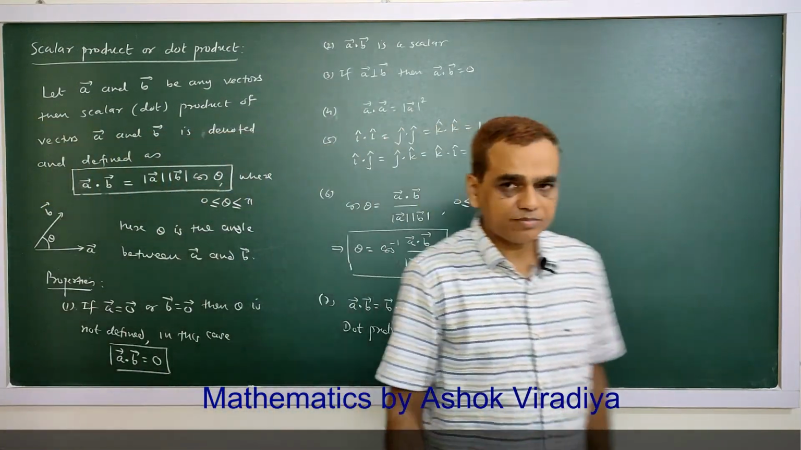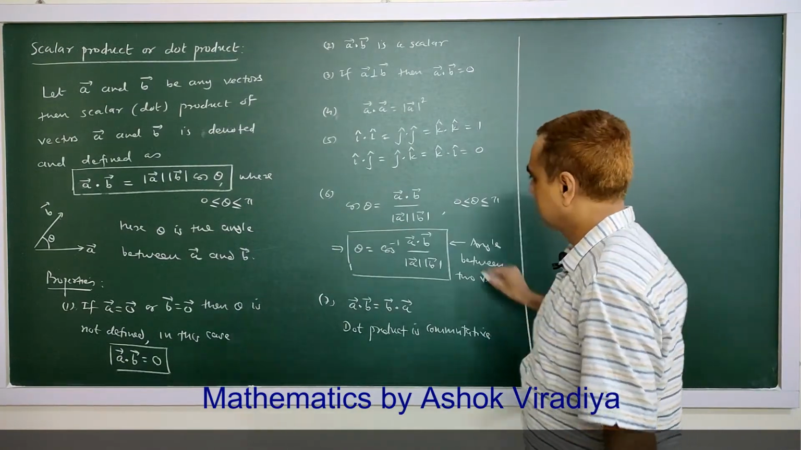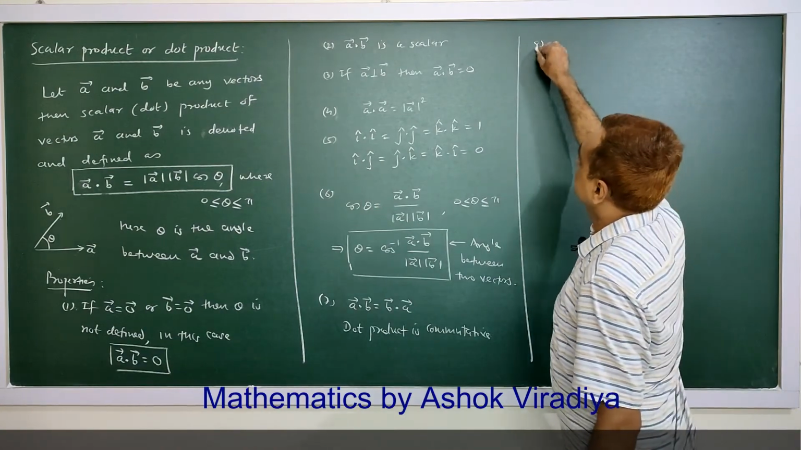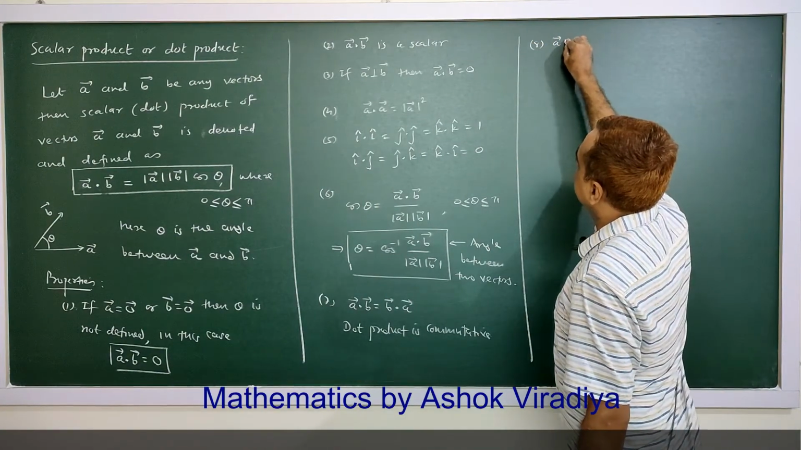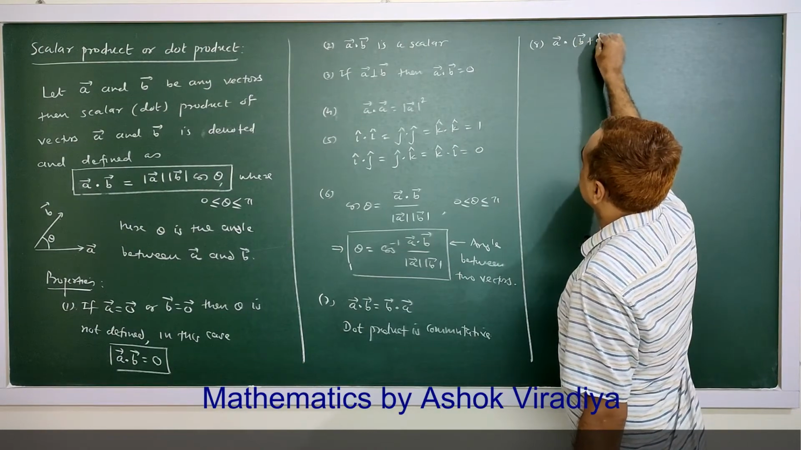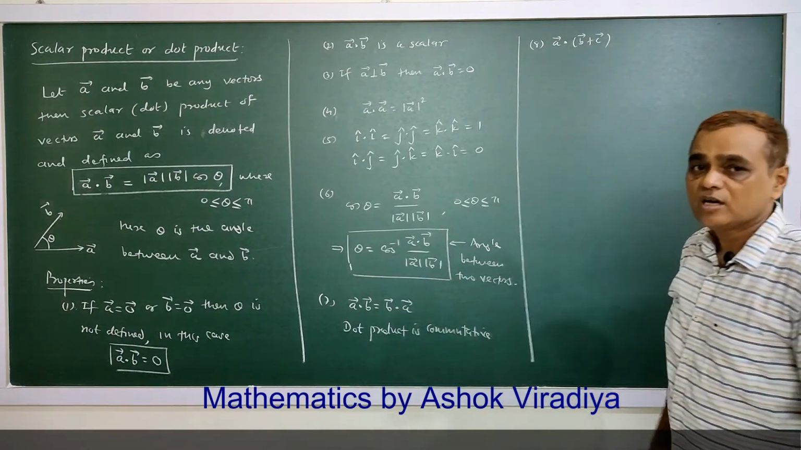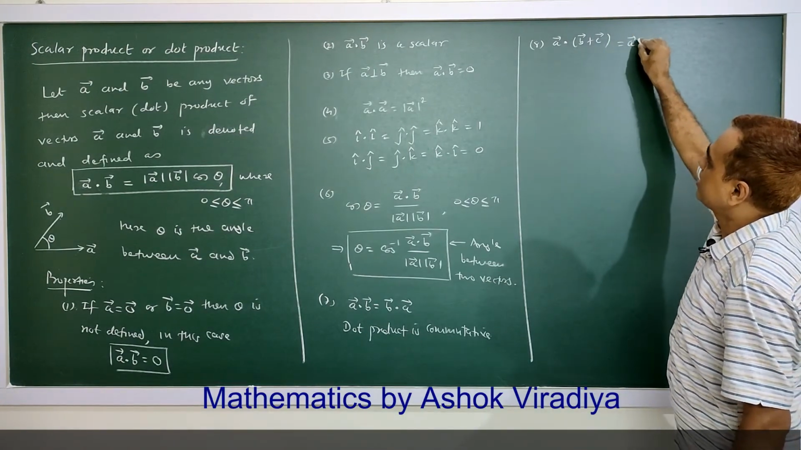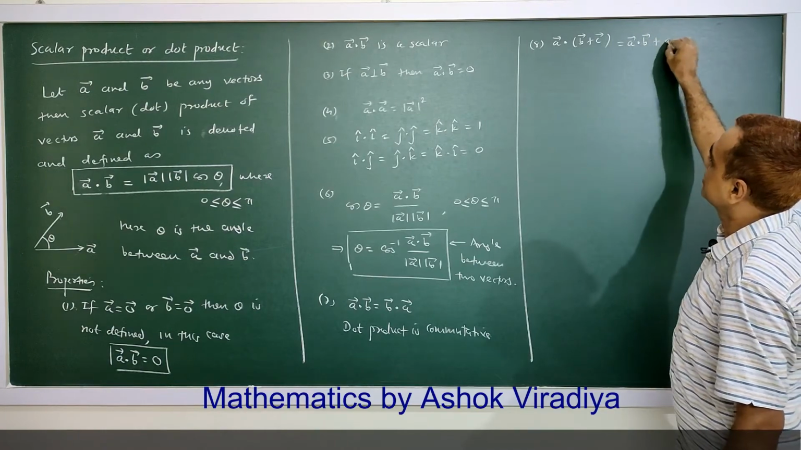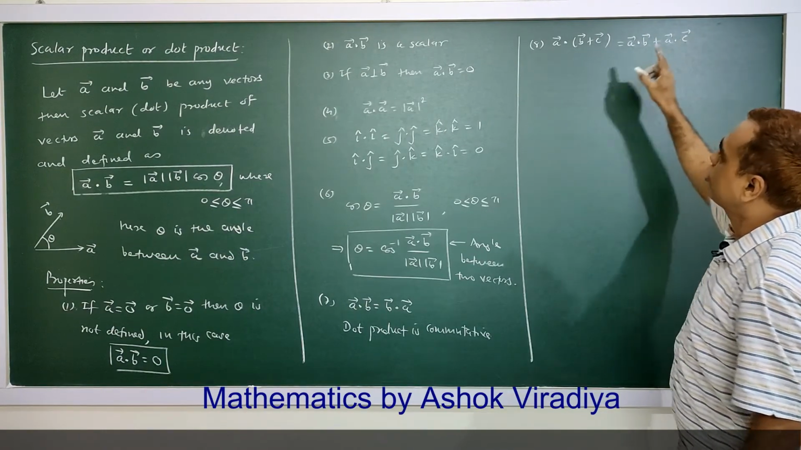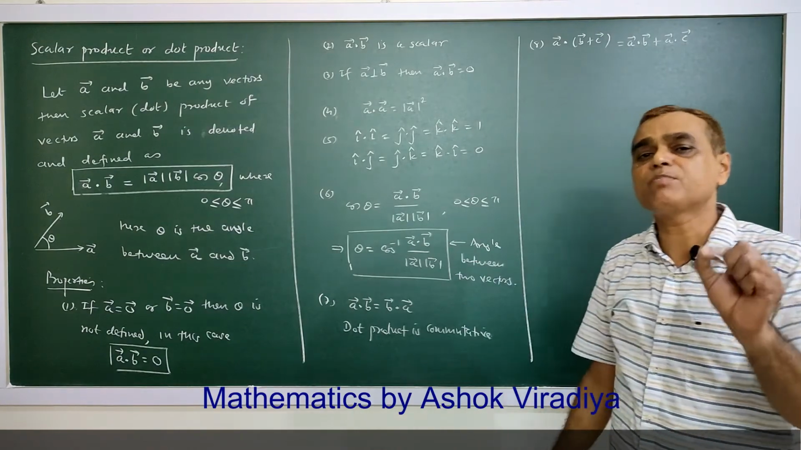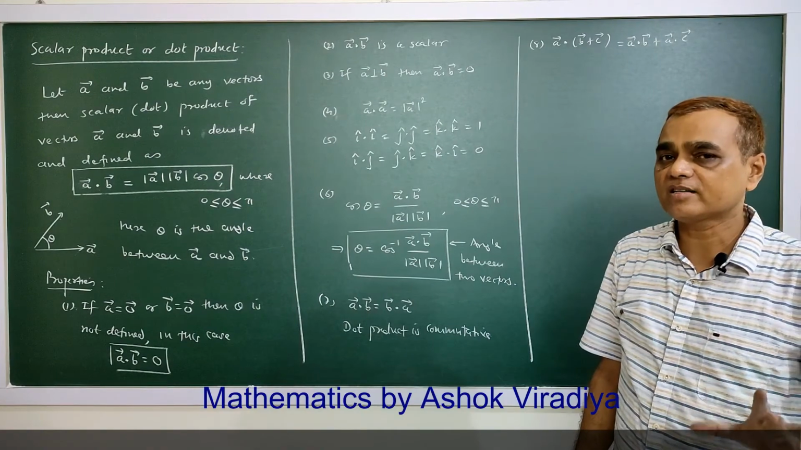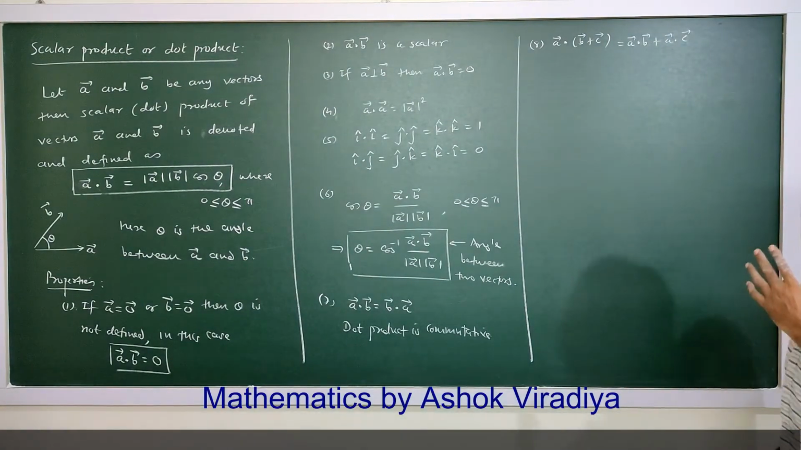Then vector a dot (b plus c): dot product is distributive over addition. Vector a dot vector b plus vector c is vector a dot vector b plus vector a dot vector c. So dot product is distributive over addition.